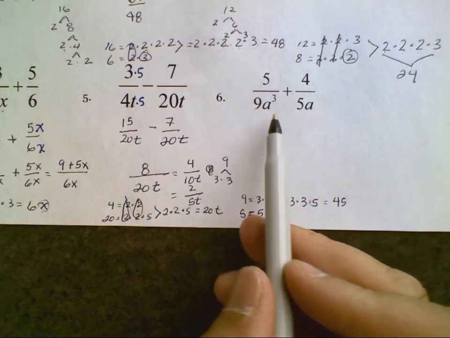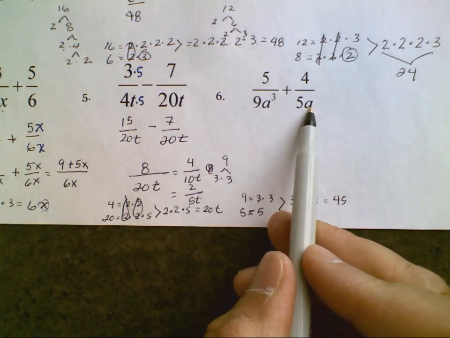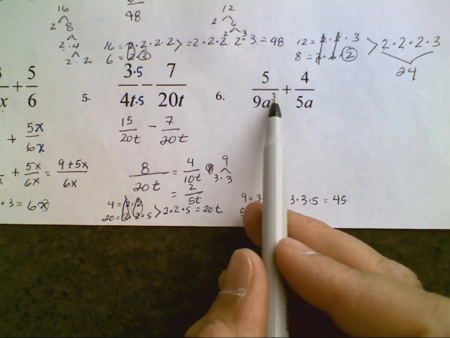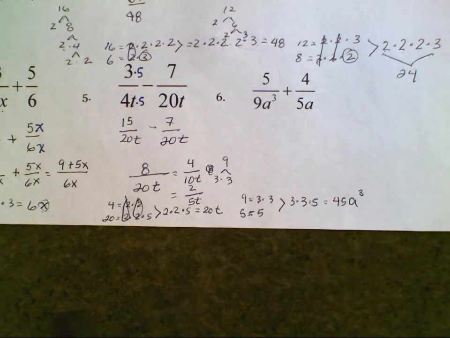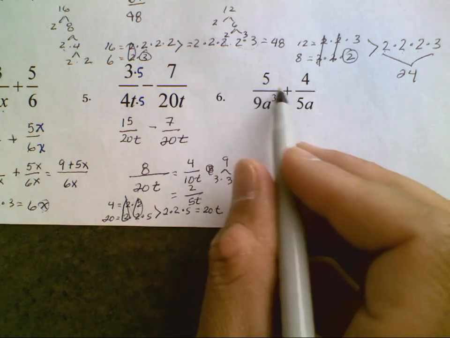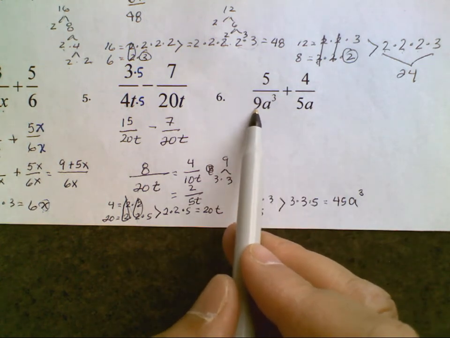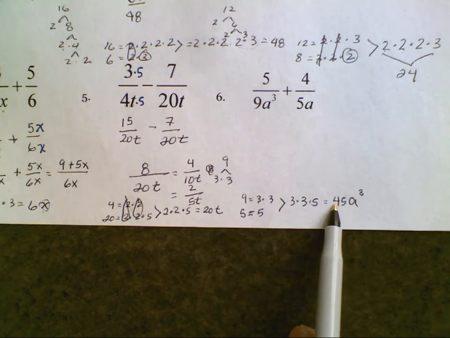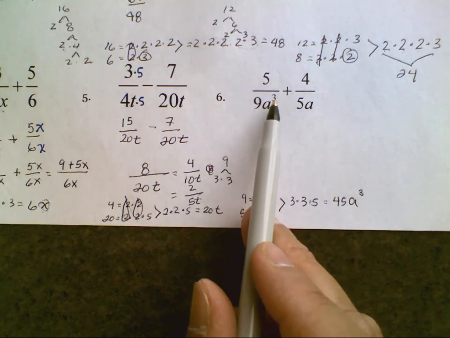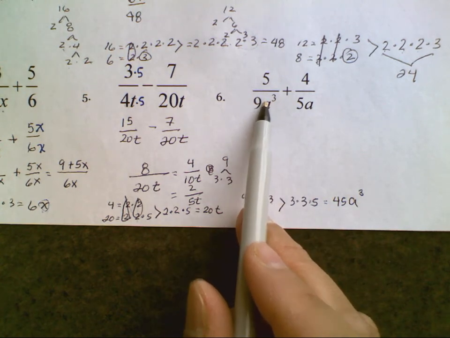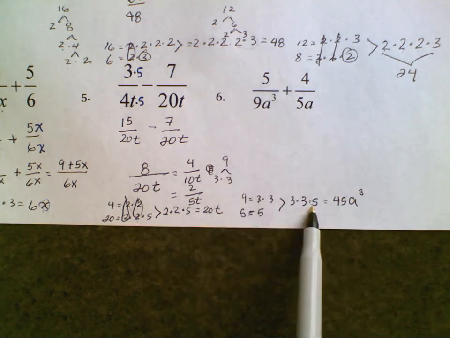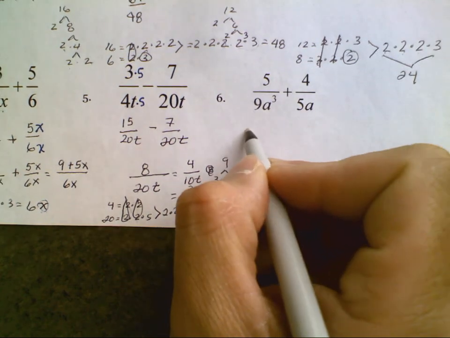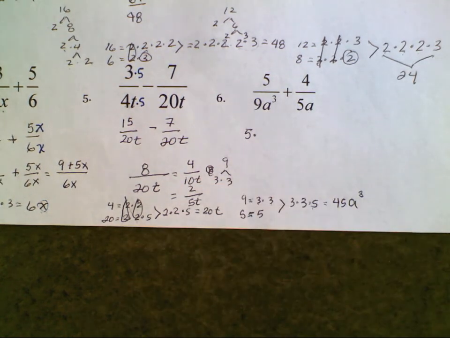Now let's look at the exponents, at the variables. So I have a and a to the third power. So I'm going to choose a to the third power. Okay, let's look at the fraction to see which number you are going to multiply 9 by to become 45a to the third power. Okay, a to the third power is already there, so I don't need to multiply the variable by anything. But 45 is 9 times 5, so in this case it will be 5 over 5.